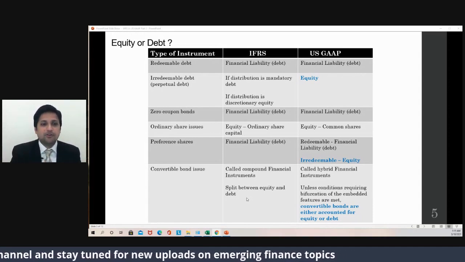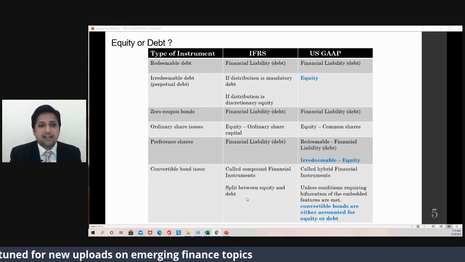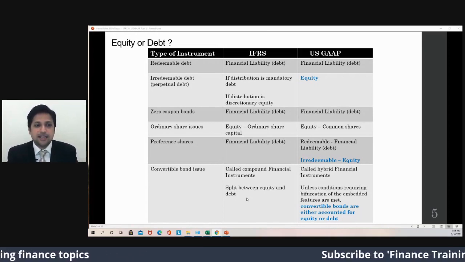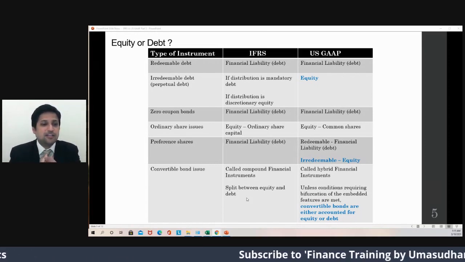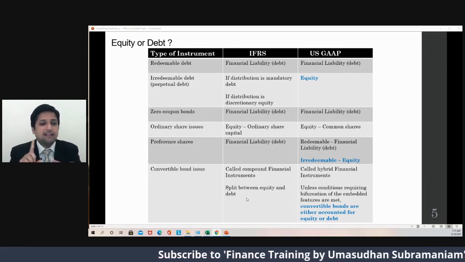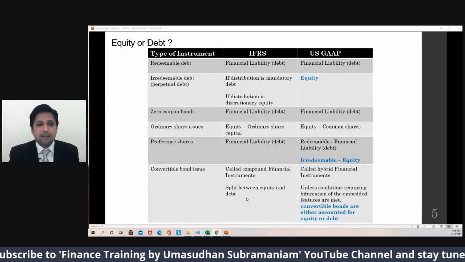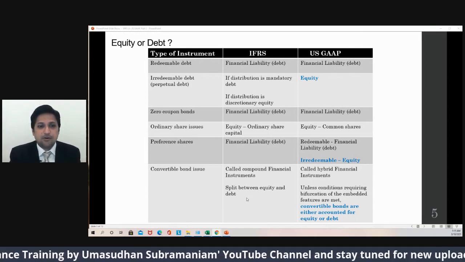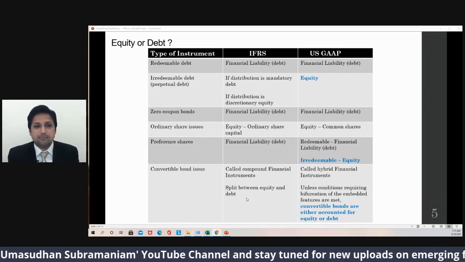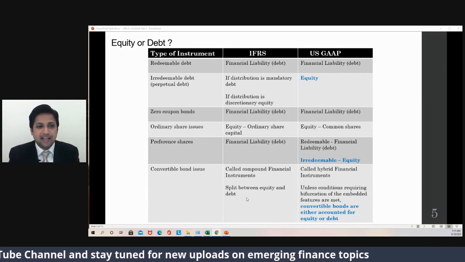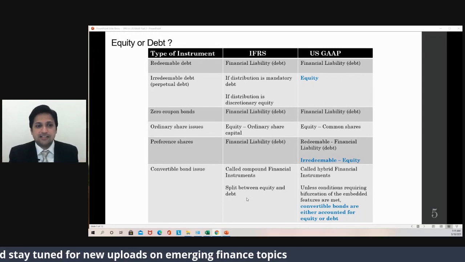Now we are moving on to the ordinary shares. They are classified as equity instruments both in IFRS and US GAAP because the dividend distribution is discretionary and there is no redemption or maturity period. But remember, in IFRS we call them ordinary share capital, but in US GAAP it's commonly known as common equity shares or common shares.